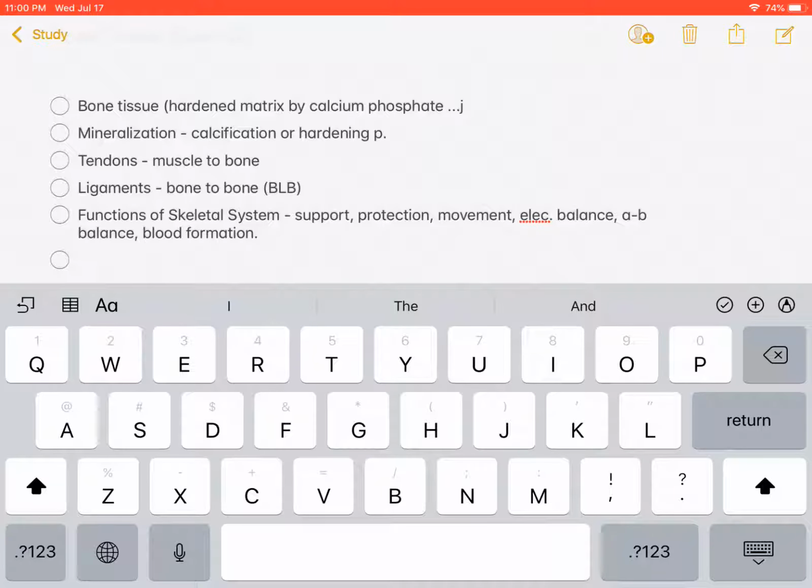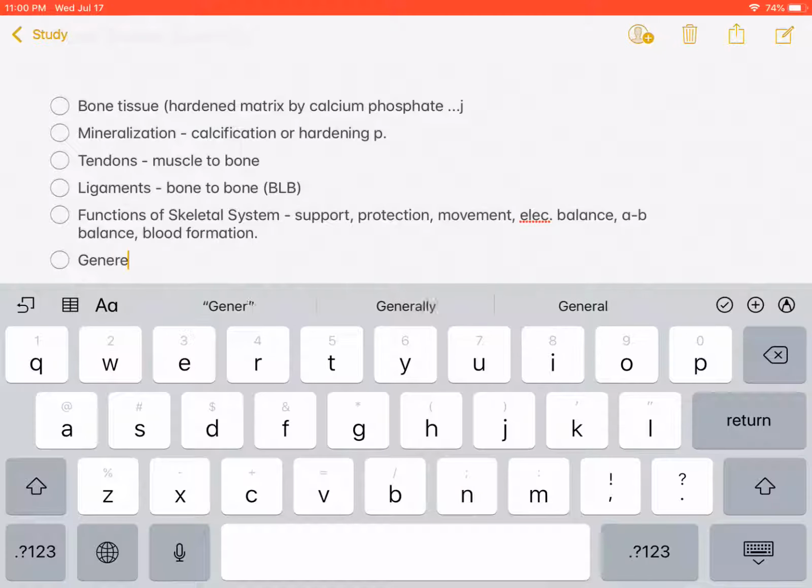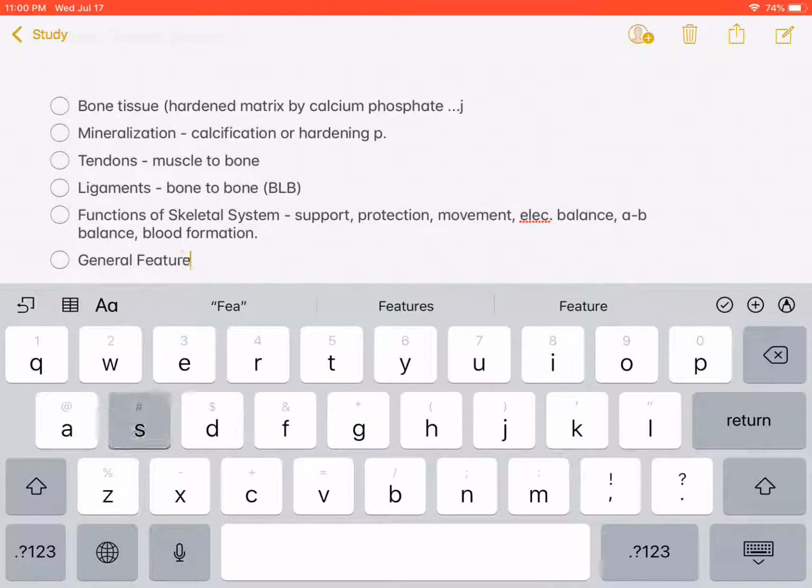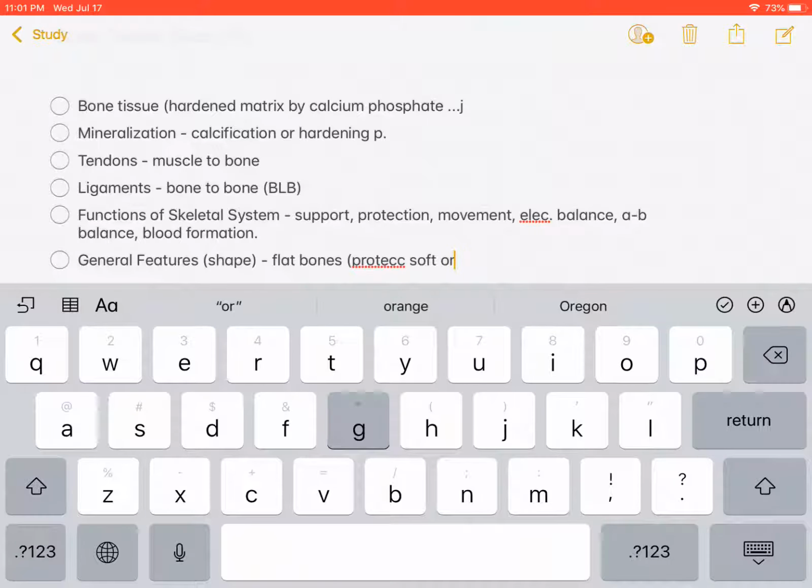Next, we have general features of the bone, or bone shape. So you want to know what bones look like, right? General features, put in parentheses, shape. So you want to know for a quiz that you have flat bones. Okay, but what do flat bones do? They actually protect soft organs. So I'm going to put protect soft organs.